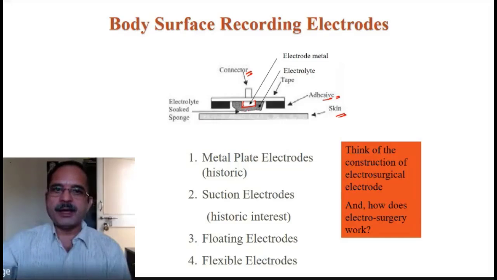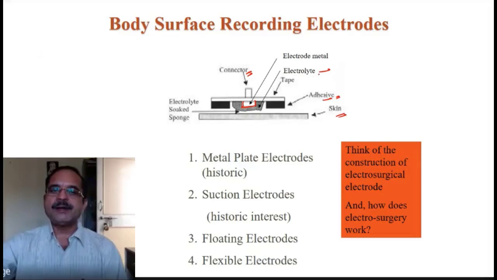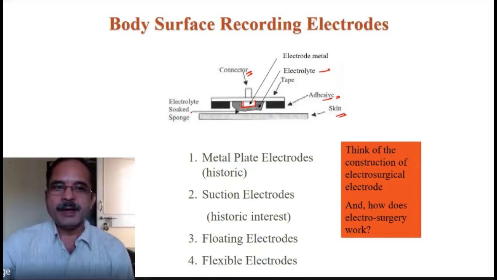And between this metal part and the skin, there is an electrolyte. As we have seen earlier, the electrode is not directly connected to skin. It is connected through some electrolyte. Many times this electrolyte is in the form of some jelly material, and this electrolyte is soaked in some sponge.